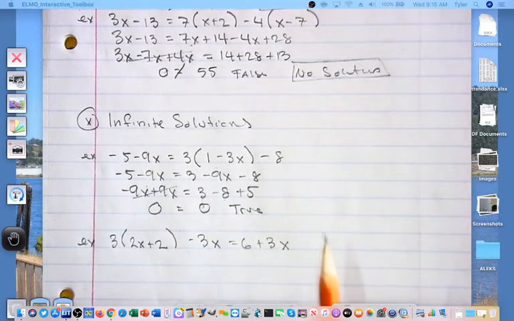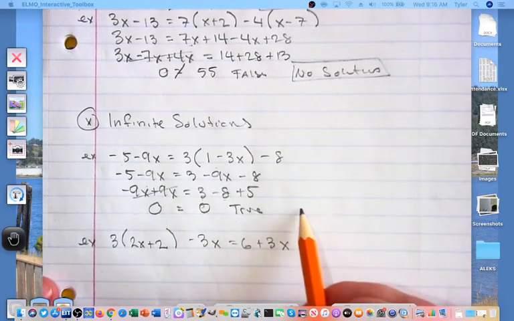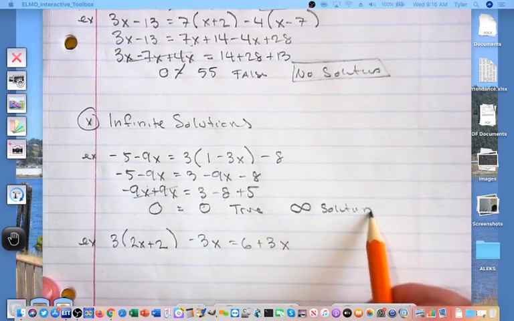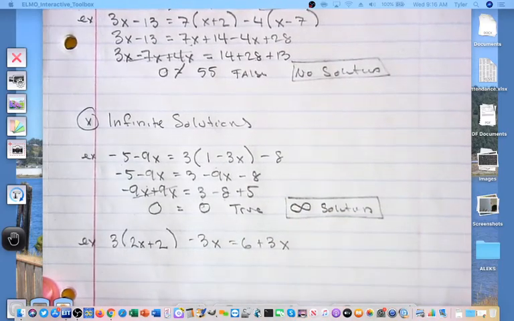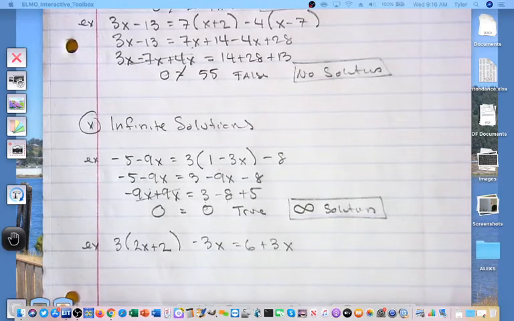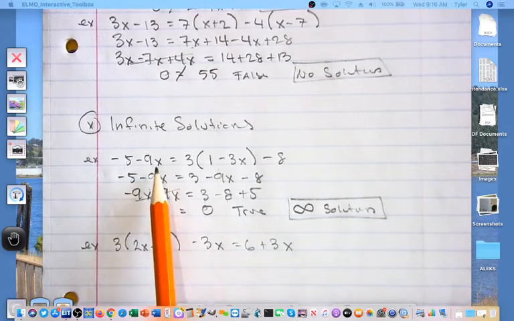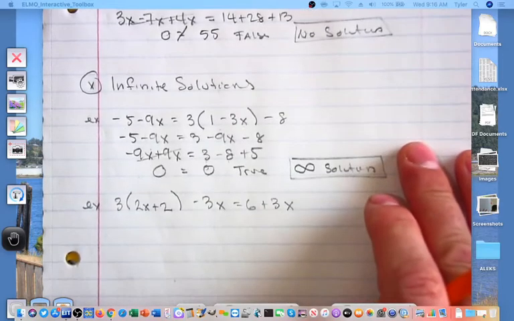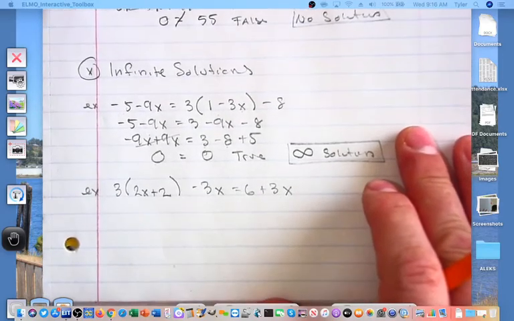So if I get a true statement, if I work it out all the way and end up with 0 equal to 0, then we use this symbol, infinite solutions, to show that that is what we have. What it really means is that I could put any value I want in for x, and I would end up with a true statement at the end. I would get some number equal to itself. So we are again looking for 0 equal to 0 here. Let's see if we get it.